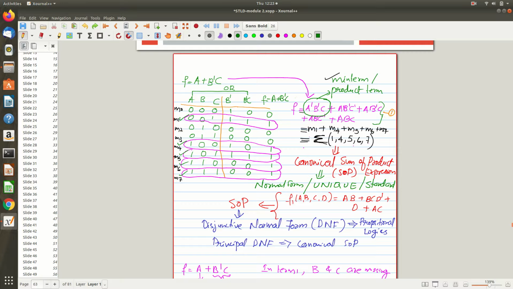But when it comes to canonical SOP, that is something unique. So this representation is something unique, right? That means for a canonical SOP, I can't write more than one form. That is only the sigma 1, 4, 5, 6, 7 only. So that is the speciality of such a notation, something everyone can understand.